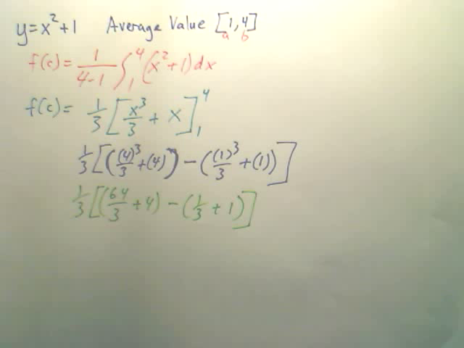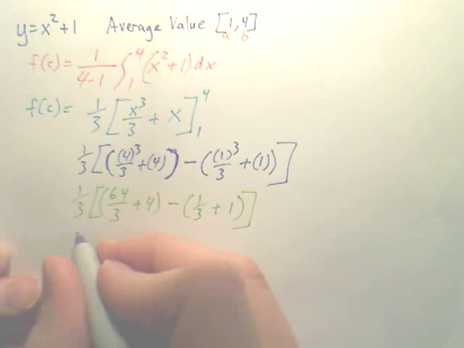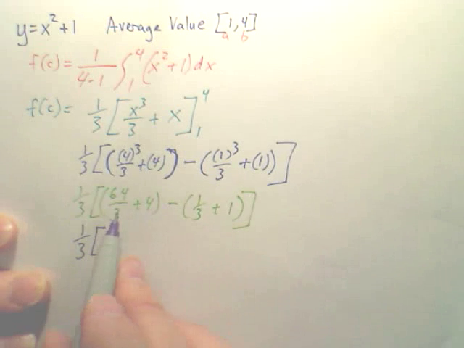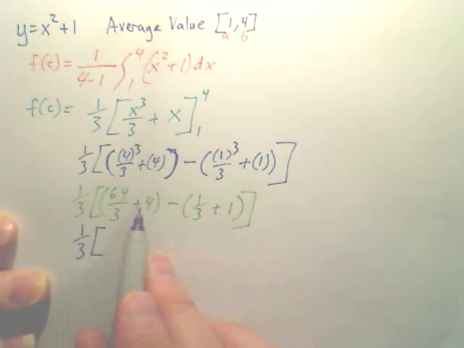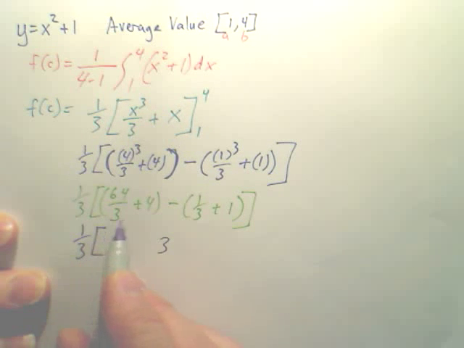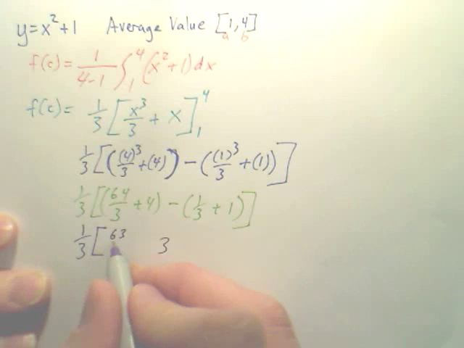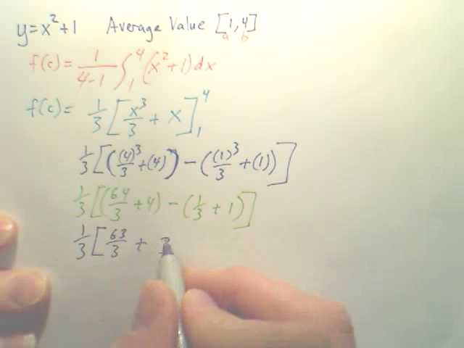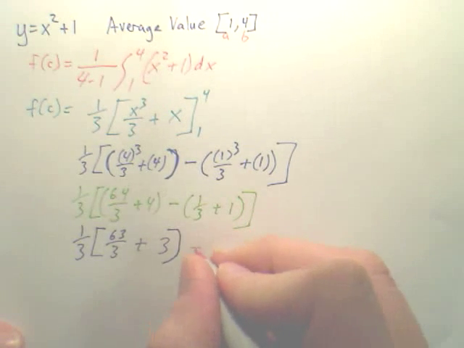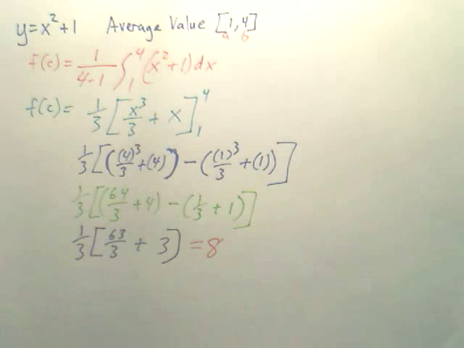And from there, what sum do you get for an answer? 1/3. And then, what's 4 minus 1? That's going to be 3. And what's 64/3 minus 1/3? It is 63/3. Am I doing that right so far? And your final answer for some of you is what? We finish it off, we get 8.